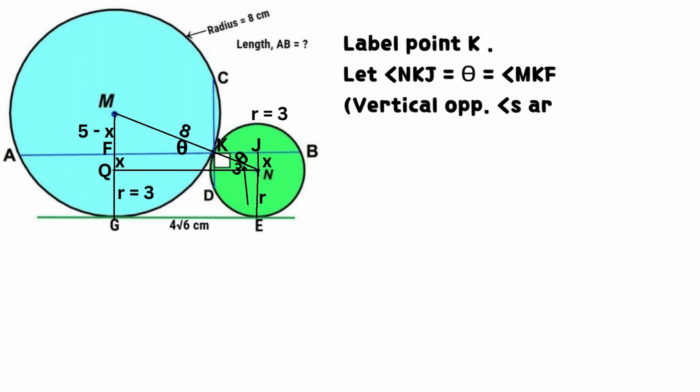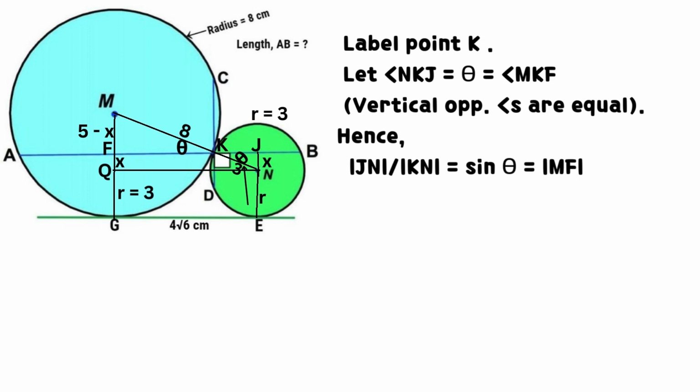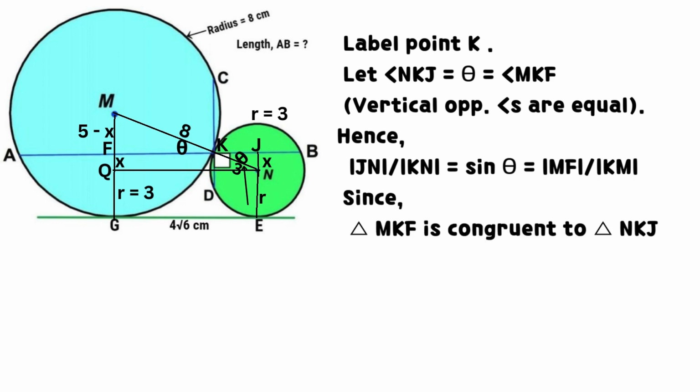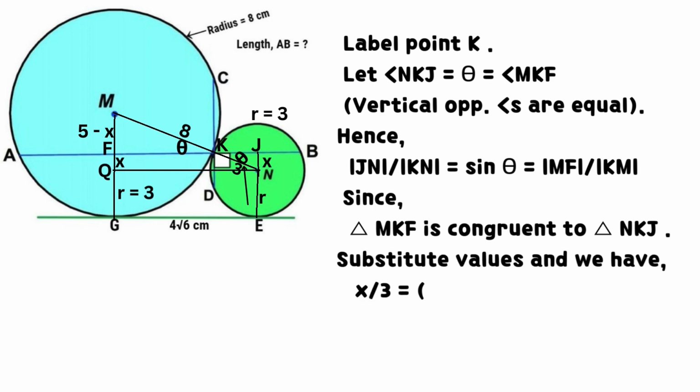Label point K. Let angle NKJ be equal to theta, which equals angle MKF. It is because vertical opposite angles are equal. Hence, line JN divided by line KN equals sine theta, which equals line MF divided by line KM, since triangle MKF is similar to triangle NKJ.